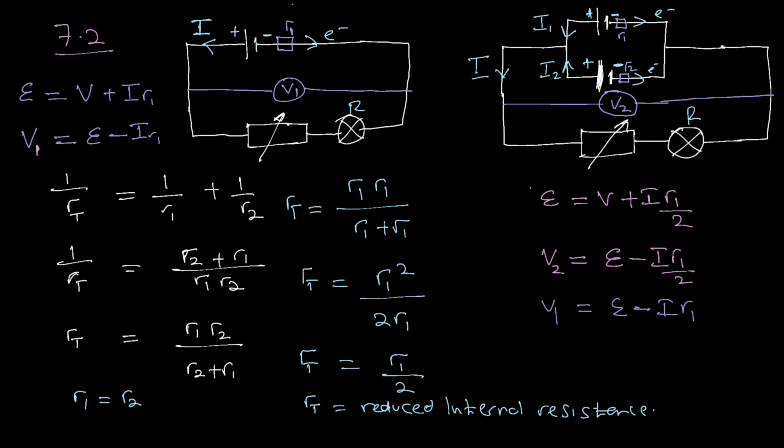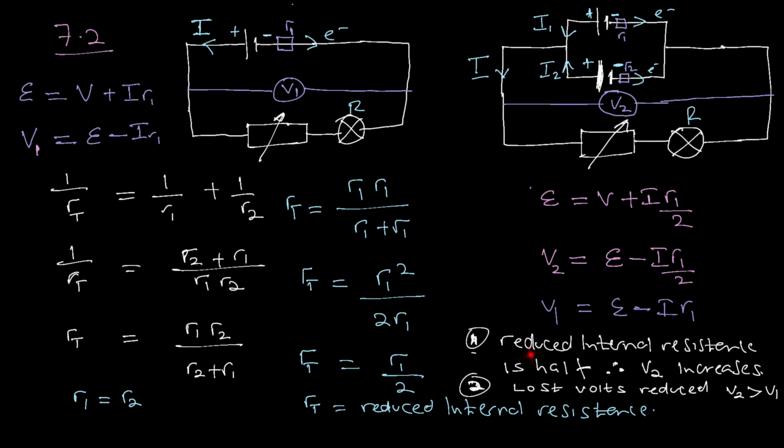What that meant is this V2 will be bigger, because this is half. So V2 will be bigger, unlike this one here, V1, which will be less. So having the two internal resistances in parallel will decrease the internal resistance. Hence, the terminal PD voltage will increase. So we can see that the reduced internal resistance is half, as you've done here, and therefore the voltage here increases, and lost volts reduced, therefore V2 is greater than V1.